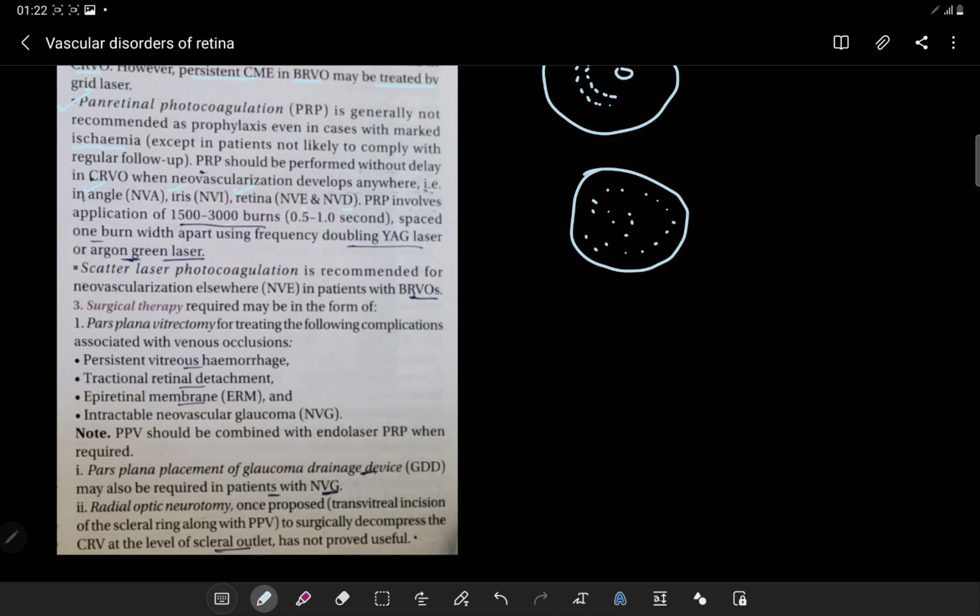PRP involves the application of about 1500 to 3000 burns, spaced one burn width apart, using the frequency doubling YAG laser or the argon green laser. Scatter laser photocoagulation is recommended for neovascularization elsewhere in patients with BRVO.